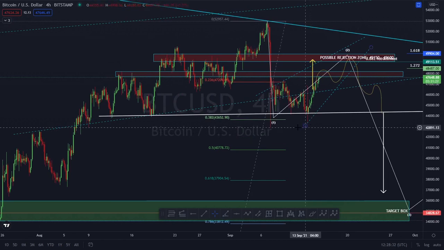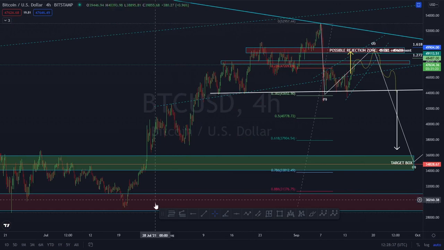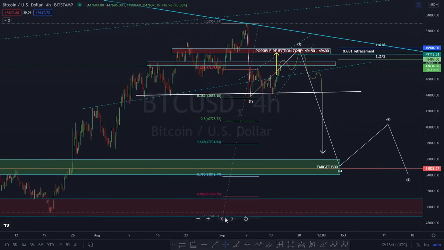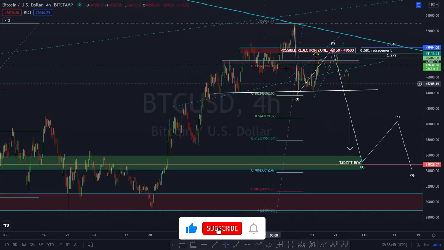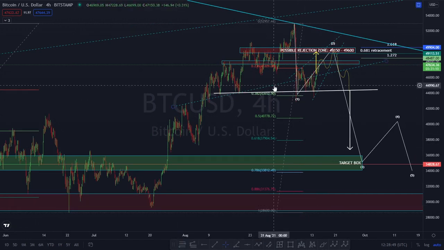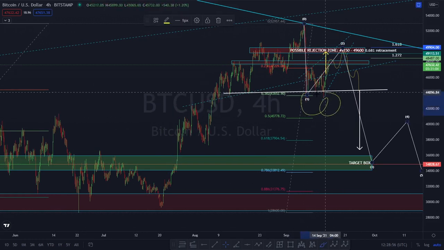First of all, I took my Fibonacci and drew from the bottom right there. You can see right there, which is around here. This is the bottom to the top, and you can see that we got a very nice bounce at the 0.382 region.